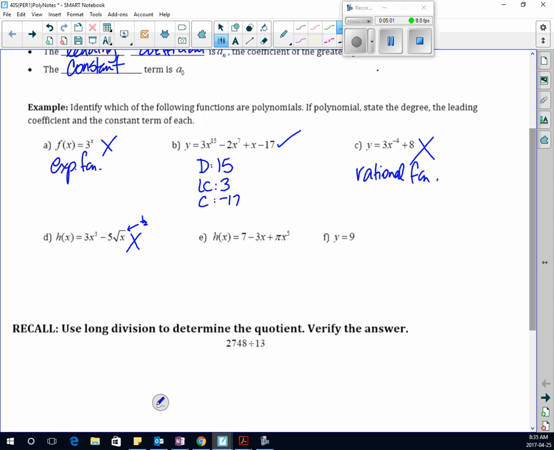Okay, E, is that a polynomial function? You're afraid to say yes now? It is a polynomial function. What were you worried about as the reason why it wouldn't be? You weren't worried. You were confident. Okay, good. It is a polynomial function. So what's my degree? It is 5. What's my leading coefficient? Pi. And what is my constant? Yeah, positive 7.